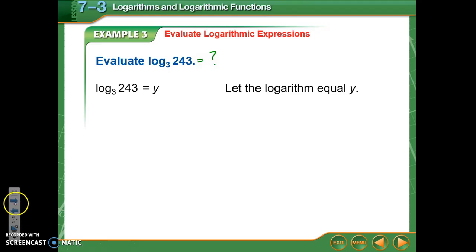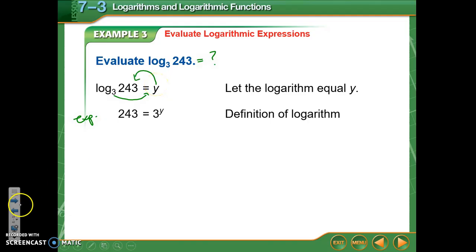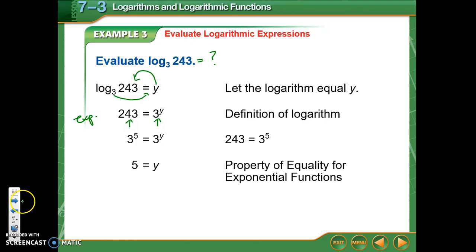And then I'm going to take from logarithmic form and I'm going to write it in exponential form, right? So 3 to the y equals 243. And now we're going back to the last section where we have to rewrite things with exactly the same base. So 243 is 3 to the 5th. If 3 to the 5th equals 3 to the y, then 5 has to equal y. And we have evaluated that logarithm.